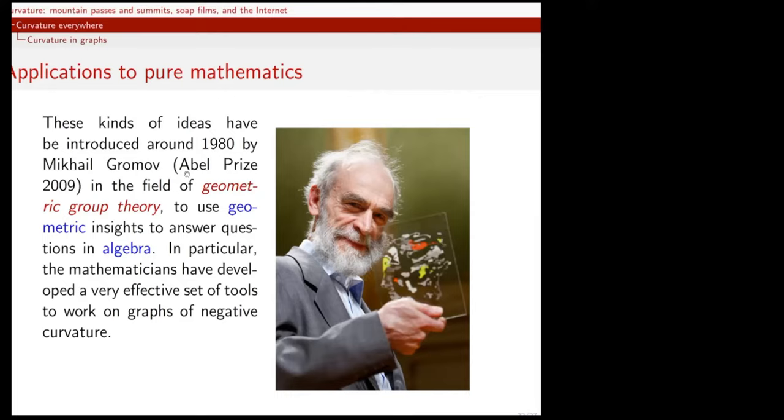He got his Abel Prize for many things, but in particular for developing something called geometric group theory, which uses geometric insights to answer questions in algebra, in symbols or graphs. Following his work, and people have gone beyond that, we have a very effective set of tools to work on graphs of negative curvature. The graphs we mathematicians consider are very big, actually infinite. They go in all possible directions.